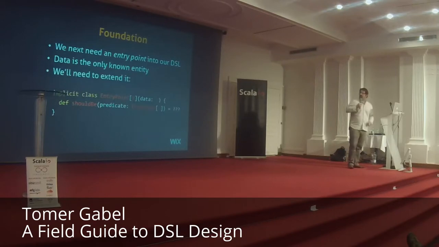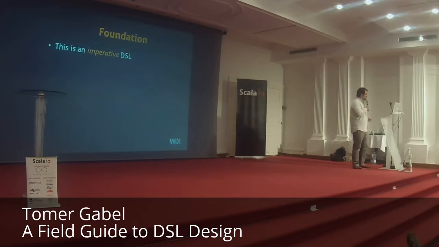So we have an implicit class, which the name doesn't really matter, but it's better to have a meaningful name. In this case, to demonstrate, I just picked entry point. And it only has one method, okay? It operates over some type T, and it takes in a bit of data, and it gives you a should-be verb that takes a predicate. And the implementation is as follows, okay?